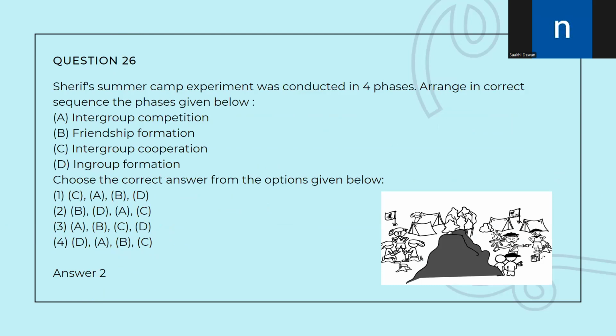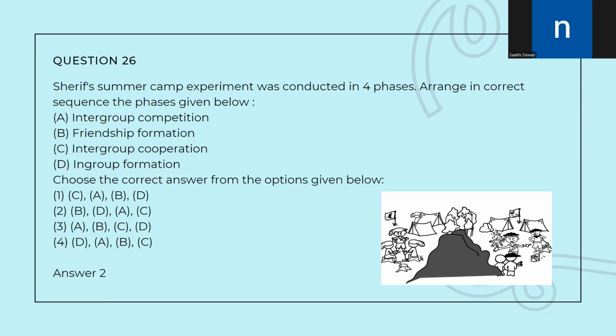Question number 26 talks about Sherif's summer camp experiment. This experiment was conducted in 4 phases, and we have to arrange the 4 phases in the correct sequence. The options given are intergroup competition, friendship formation, intergroup cooperation, and in-group formation. Out of these, friendship formation is the first step that takes place, which is followed by in-group formation.